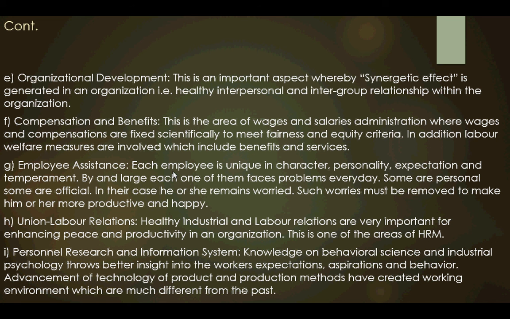satisfy the employees. Union labor relations, healthy industrial relations, labor relations are a very important task which enhance the industrial peace and productivity in the organization. This is one of the important areas of human resource management.